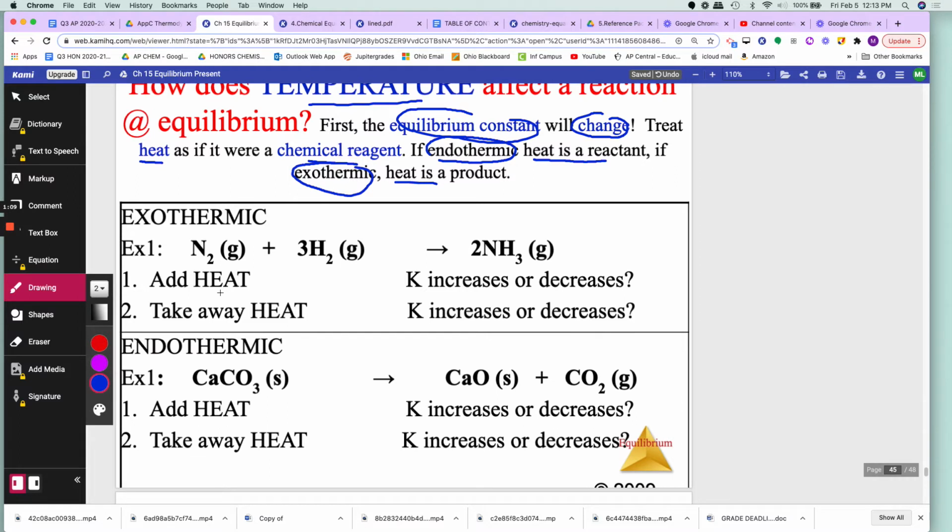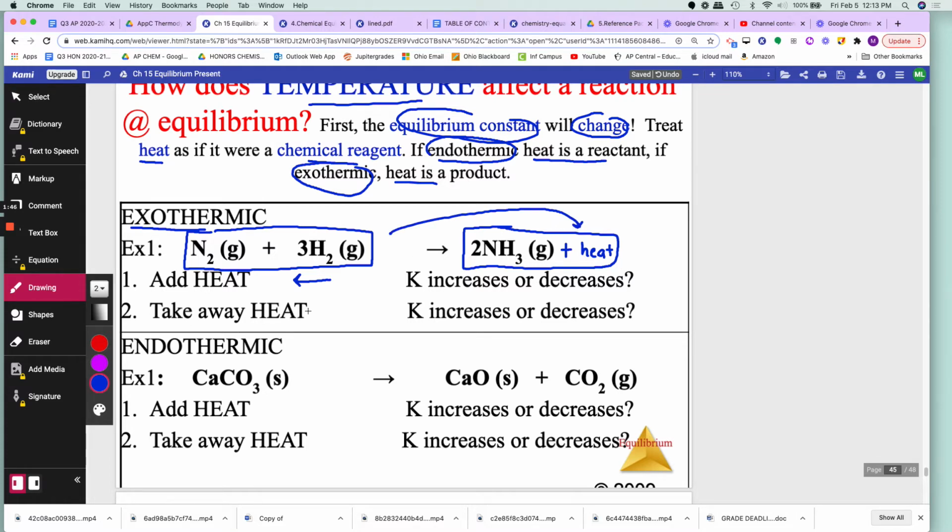Let me demonstrate. Here, this is an exothermic reaction, which means heat exits, which means it's produced on this side. So heat is one of the products. These are the products, and these are the reactants. Therefore, if you add heat on the product side, it's going to go to the left. And if you take away the heat, it needs to be replaced, so it's going to go to the right to fill it back up.